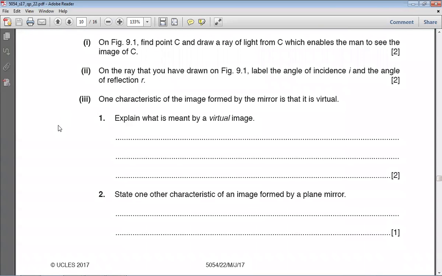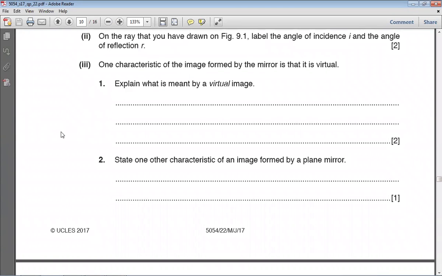So then he says, one of the characteristics of the image formed by the mirror is that it is virtual. Explain what is meant by a virtual image. Virtual image means that an image which cannot be captured on a screen.